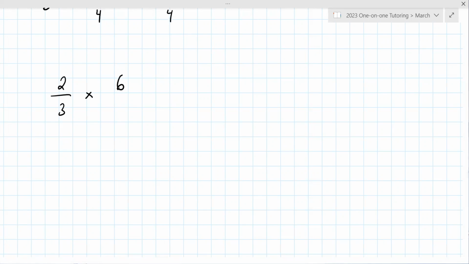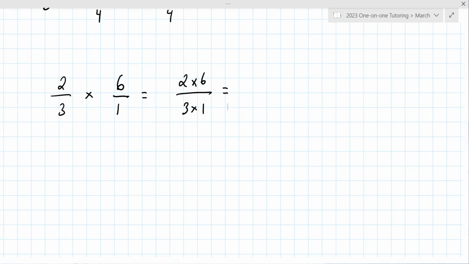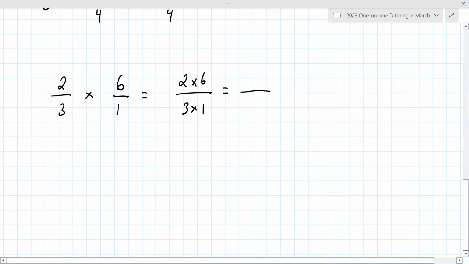Okay, now some other problems you might see. Let's say it's 2/3 times 6. Doesn't matter whether the whole number is on the left or on the right, you still turn it into a fraction. So this time it becomes 2 times 6 over 3 times 1. What does that become? 2 times 6. Wait, let me just write this down really quick. 12 over 3.